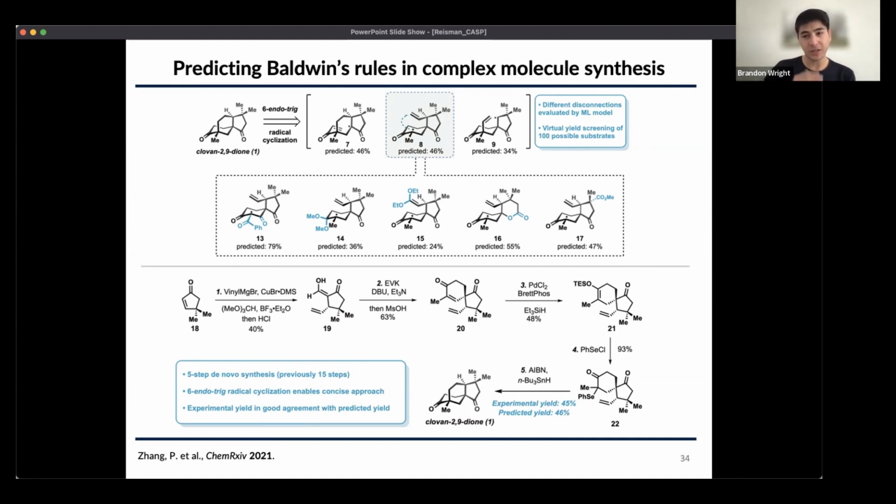And while this is only one example, and they show a few others as well, I think it's a really interesting example of how one might use these computational techniques and machine learning in particular to help us predict the likelihood of success of some of these transformations before we actually go and carry them out in the laboratory.